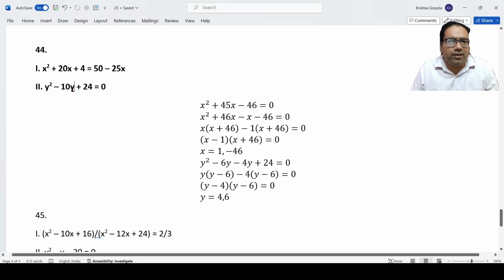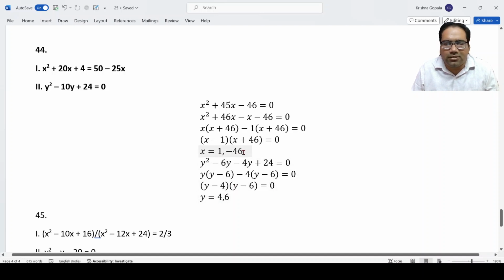The same way, we have to split 10y into two parts so that the sum is minus 10 and the product is 24. What can we do? Minus 6 and minus 4. The sum is minus 10. The product, minus 6 into minus 4, is plus 24. We'll write it like this: y square minus 6y minus 4y plus 24. So y into y minus 6, minus 4 into y minus 6. So y minus 4 into y minus 6 equals 0. y can be 4 or 6.